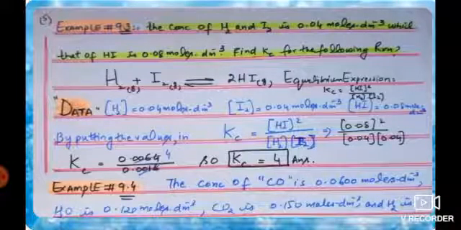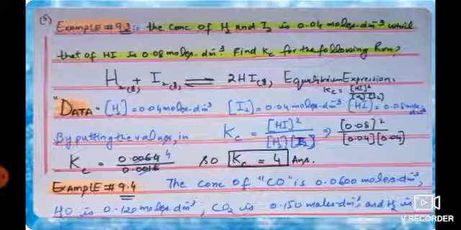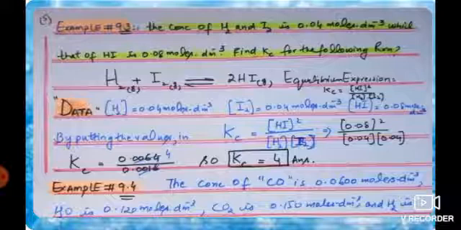Now the numerical example 9.3, which is provided in the textbook. The concentration of hydrogen and iodine is given as 0.04 moles per dm cube, while that of hydrogen iodide is given as 0.08 moles per dm cube. Now find the Kc value. As the equation is provided, 1 mole of hydrogen reacts with 1 mole of iodine, resulting in the formation of 2 moles of hydrogen iodide. This is an equilibrium expression.